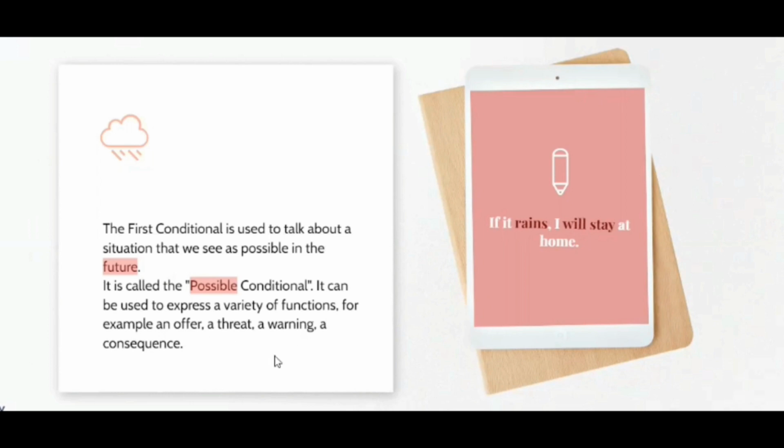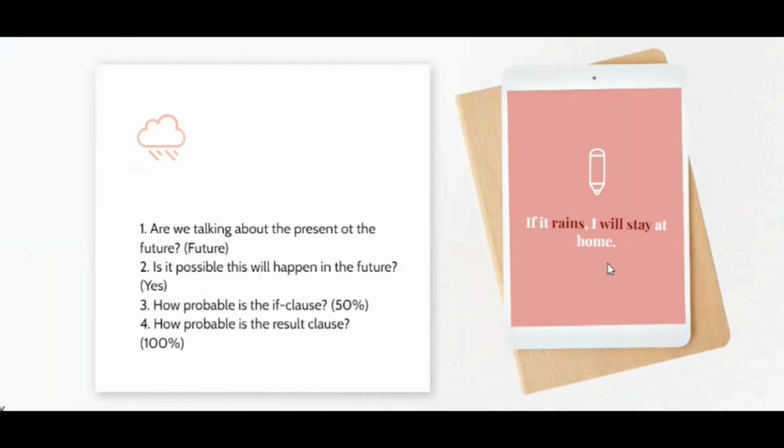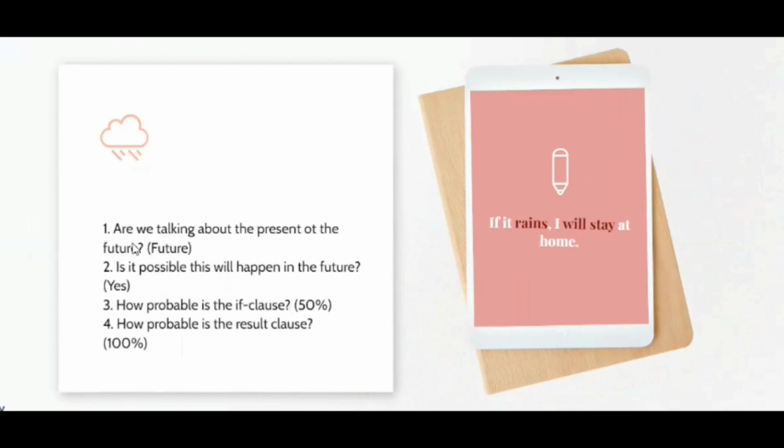So we can use it to express a variety of functions. For example, we use it for an offer, a threat, a warning, or a consequence. For example, if it rains, I will stay at home. The important questions to ask: are we talking about the present or the future when we use first conditional? The answer is we are talking about the future. Is it possible this will happen in the future? Yes, it is possible. But how probable? The probability of the if clause is about 50%, and the result clause can be up to 100%.